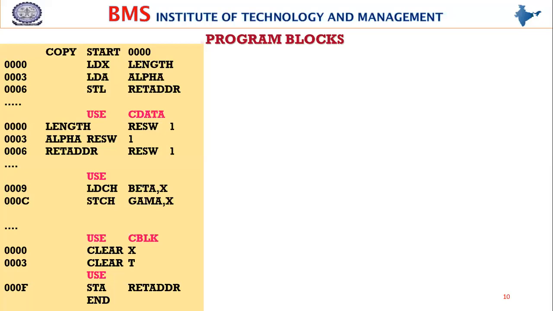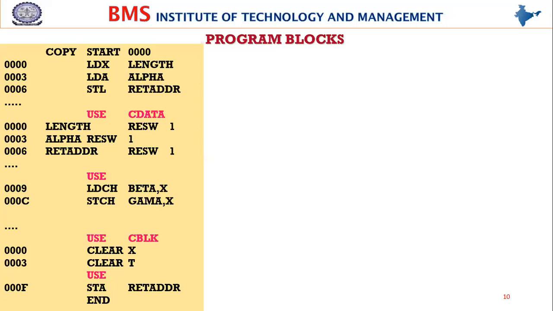Here, by default, the first block is the default block, which contains three statements: LDX, LDA, STL. Next we are specifying USE CDATA. CDATA is a new block, which again contains three instructions. There we are restarting our address from 0000, and so on. After that, we have used the assembler directive USE without specifying any name, meaning the following statements should belong to the default block.